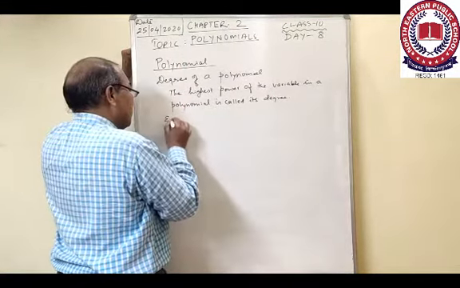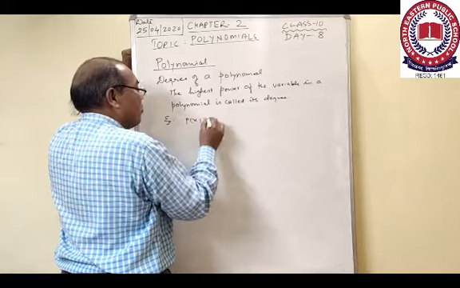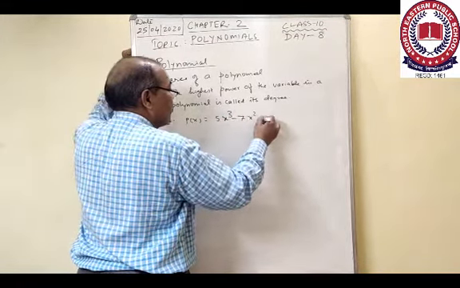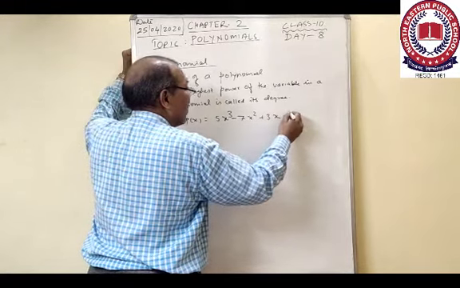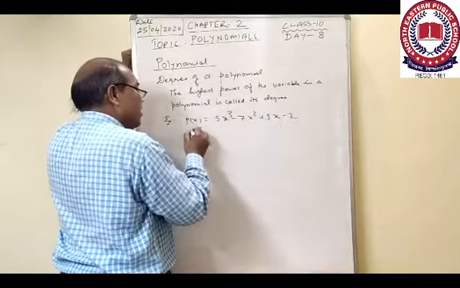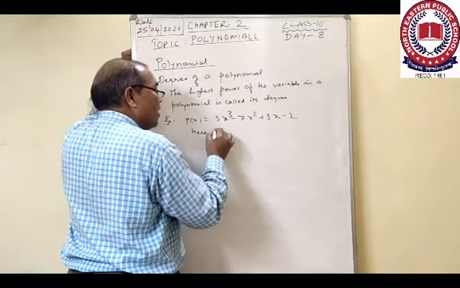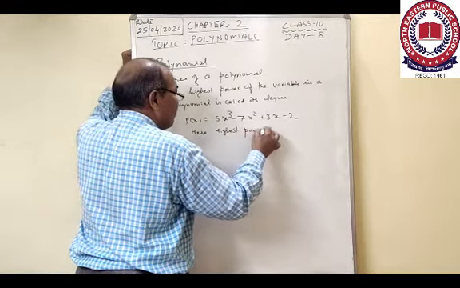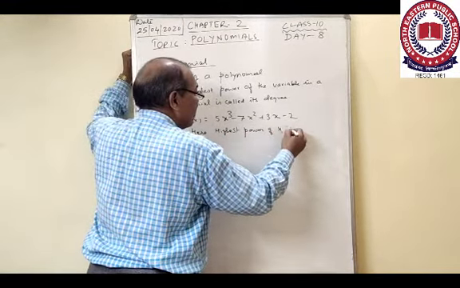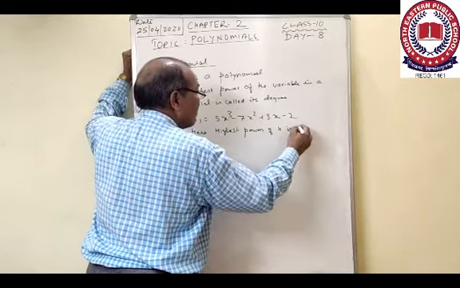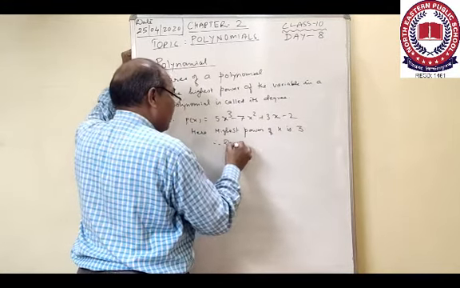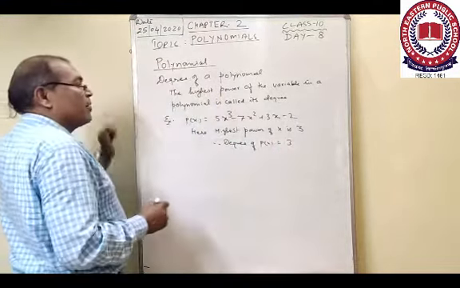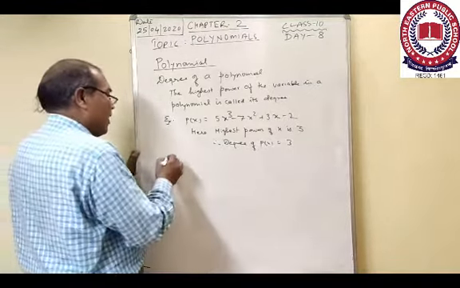Example, if p of x polynomial is 5x cubed minus 7x square plus 3x minus 2. Here, the highest power of x is 3, and therefore the degree of the polynomial p of x is 3 here. Okay.